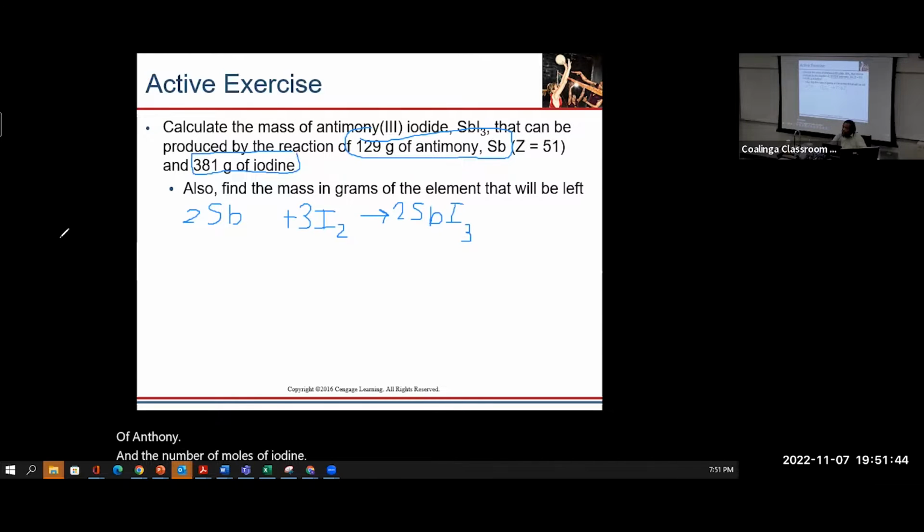Okay. So 129 grams of antimony. How much is antimony? What was that? Z equals 51 is the atomic number. Z represents the atomic number. So 121.